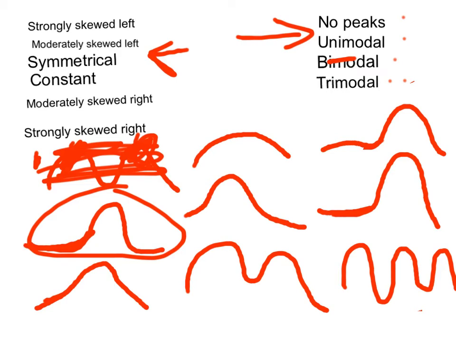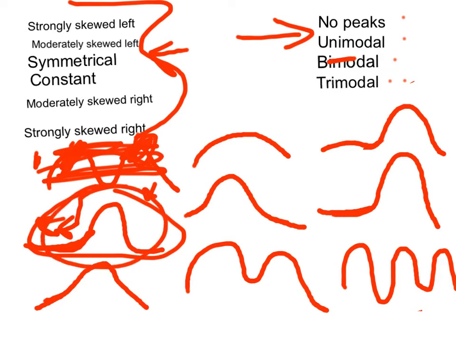Just pretend that line goes a lot farther to the left. So this one was unimodal, but it's also one of these. Okay, so we have strongly skewed left and moderately skewed left. Strongly skewed left is where we have a tail going really far to the left, like that. And so this one that I've circled a bunch of times is strongly skewed left.